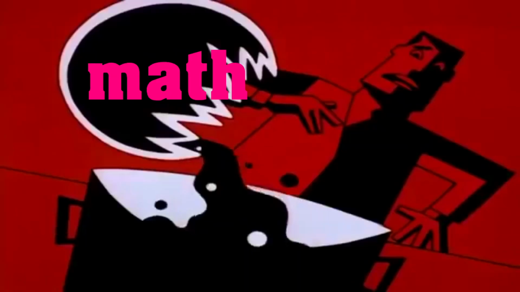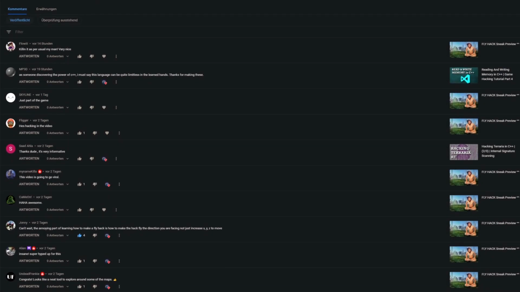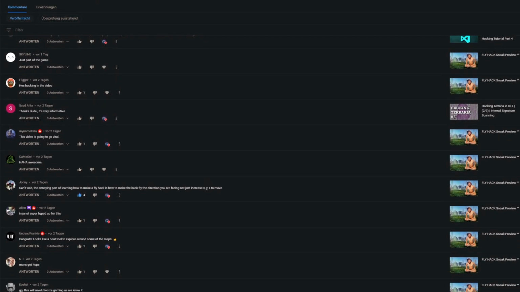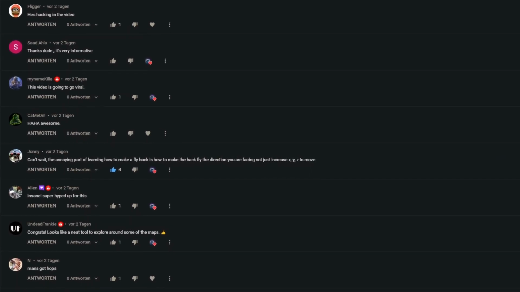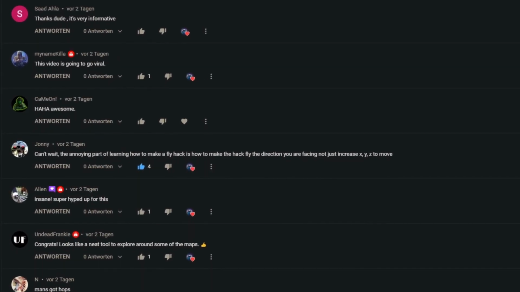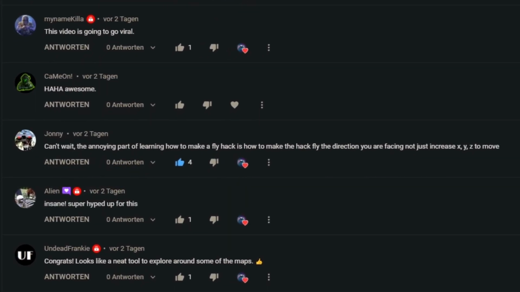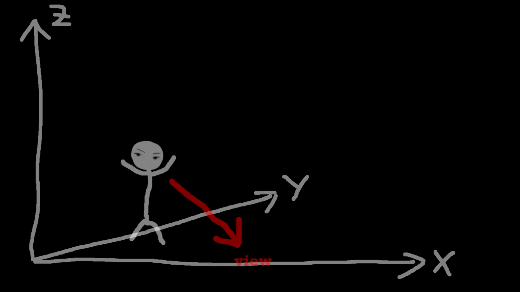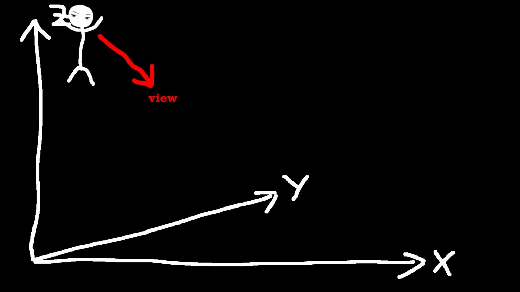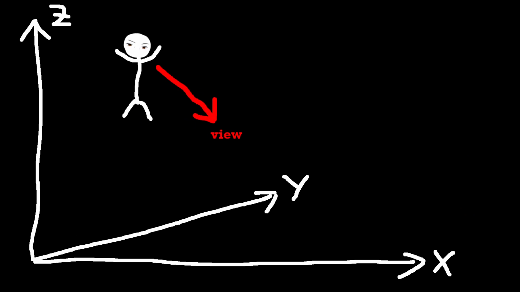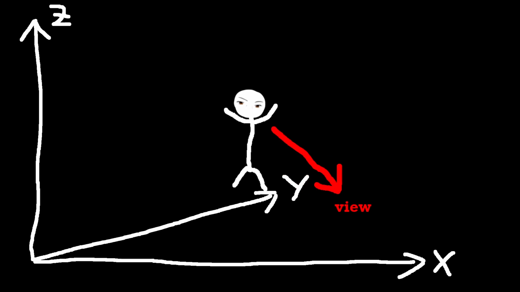Second, we need some vectors and/or angles. For a minimal fly hack, we do not necessarily need that, but as Johnny pointed out in the comments, the annoying part of learning how to make a fly hack is how to make the hack fly in the direction you are facing, not just increase X, Y, Z to move. That's exactly right. When we press forward, we do not want to just move along some world space axis, we want to actually fly into the direction we are facing. And for that, we need to know where we are looking at.